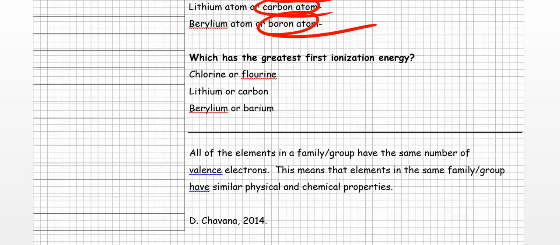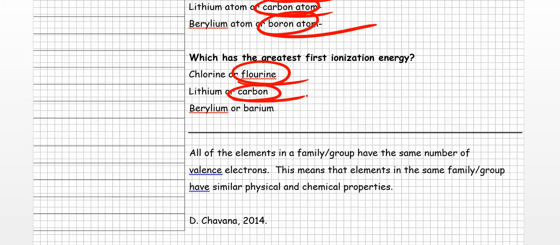Chlorine or fluorine, which has the highest ionization energy? Remember, the first ionization energy trend is exactly the same as the trend for electronegativity. So fluorine is going to have a higher first ionization energy than chlorine. It's going to be harder to remove that last electron from fluorine than chlorine. How about lithium and carbon? Lithium is number 3, carbon is number 6, carbon is more to the right. Carbon would have the higher electronegativity.